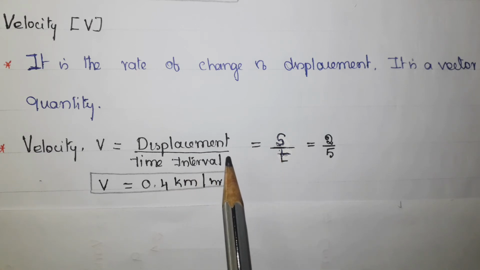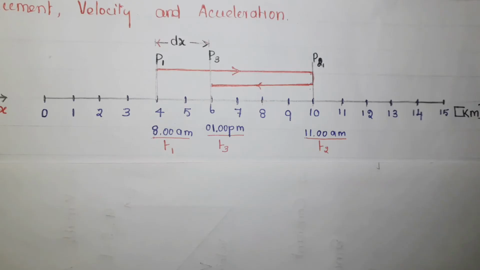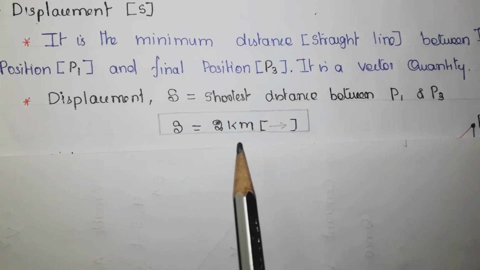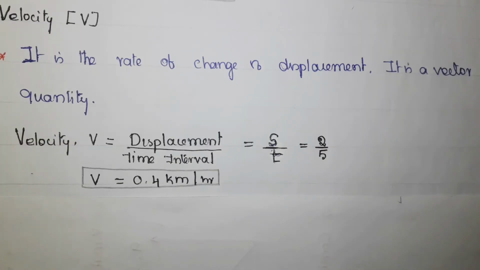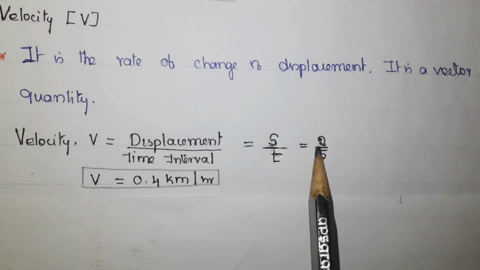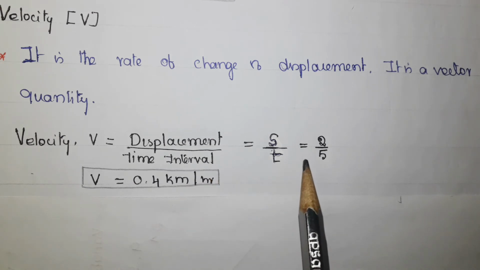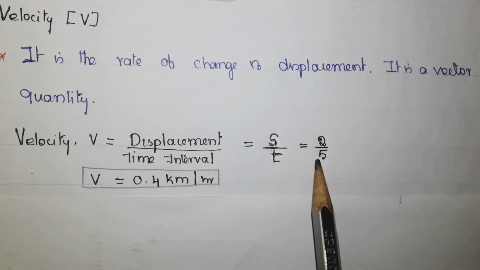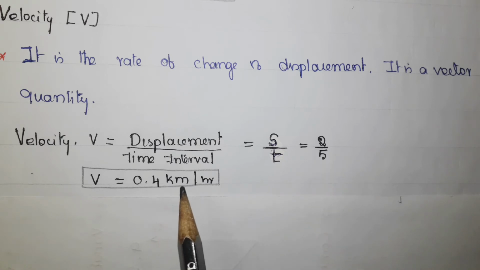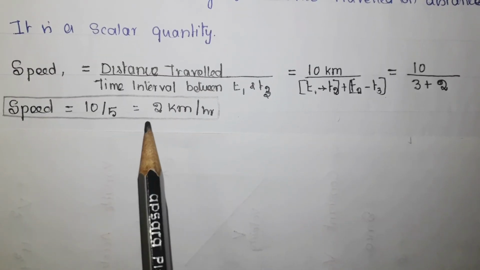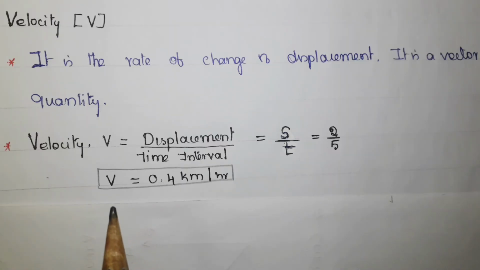Now let us go back to the graph again. Now the displacement for this graph is 2 km, this is what we already discussed. Now let us go to the velocity, and in the place of s we just substitute 2 km, and for the total time taken, already we discussed in the previous case, that is speed, it is 5 hour. Now 2 by 5, which is equal to 0.4 km per hour. But if you look at the speed, here it is 2 km per hour. For the velocity for the above case it is 0.4 km per hour.